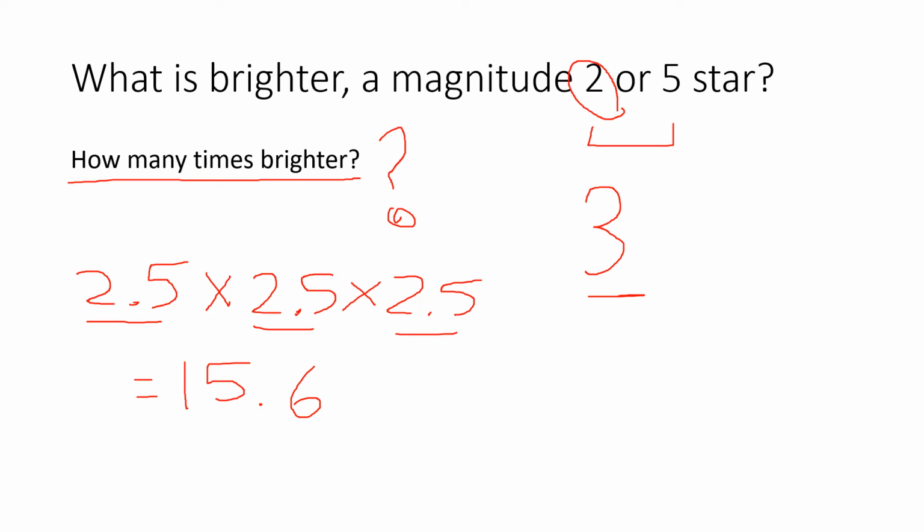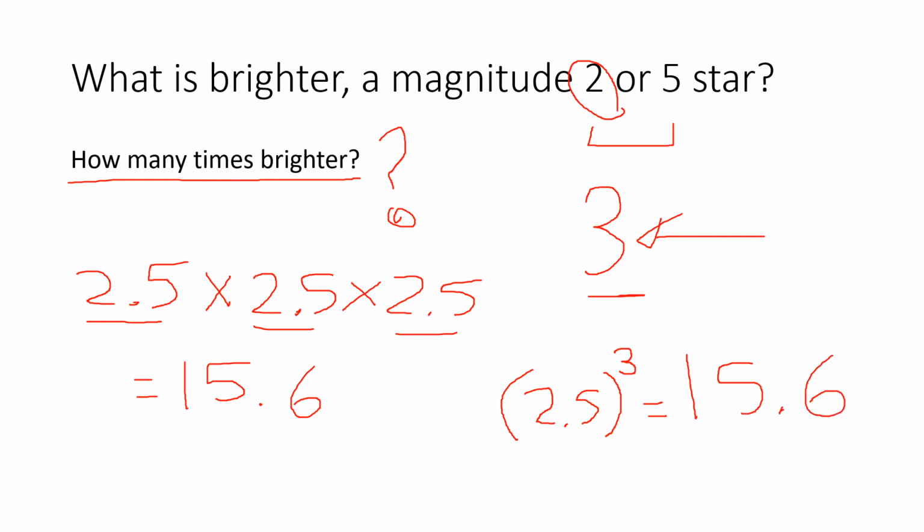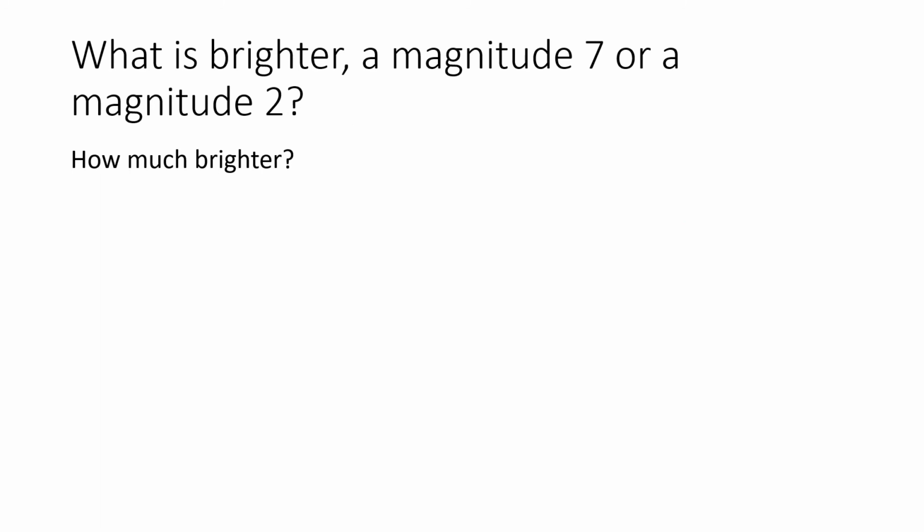Now there is a shorter way to do that. That's to know that for every magnitude, we have a difference of 2.5 times. And so rather than write this out 2.5 times 2.5 times 2.5, we could just take 2.5 to the 3rd power. Why to the 3rd power? Because we have 3 magnitudes difference, and the answer will come out exactly the same as we did before, 15.6.